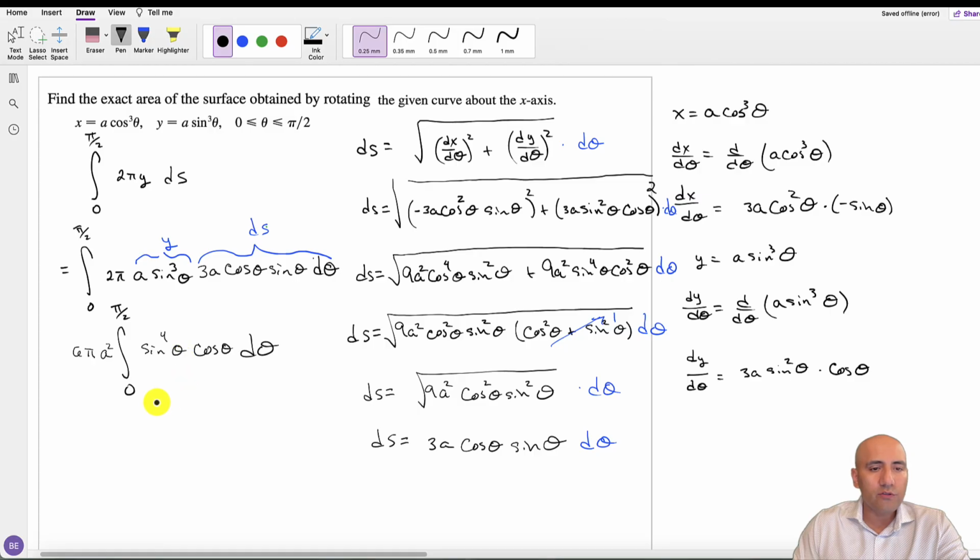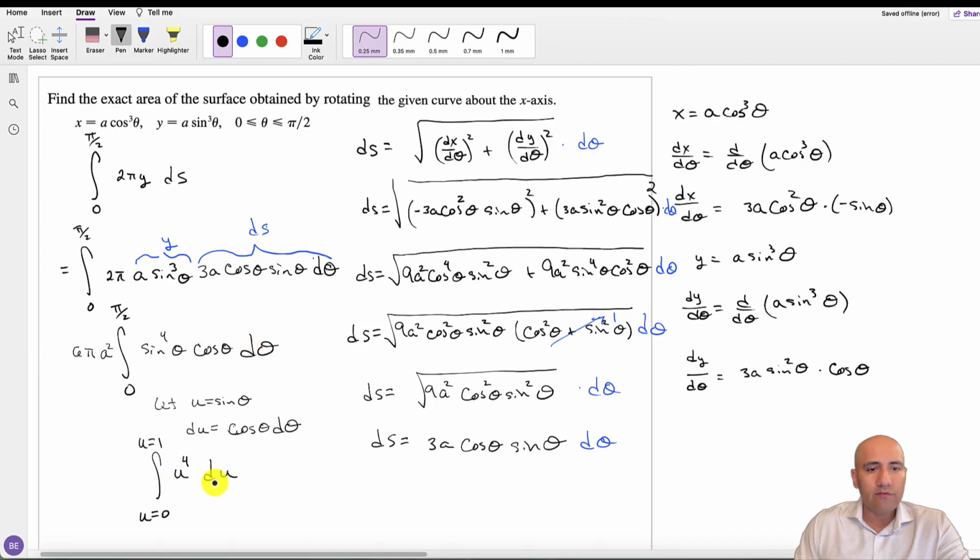And so now we can do a u substitution. Let u equal sine of theta. Therefore, du is going to be equal to cosine of theta d theta, and that lets me do this substitution of u to the power of 4, and we want to integrate that. And now when theta equals 0, we get u equal to 0, and when theta equals pi over 2, sine of pi over 2 is 1, so u goes to 1. And this is just going to be my du.